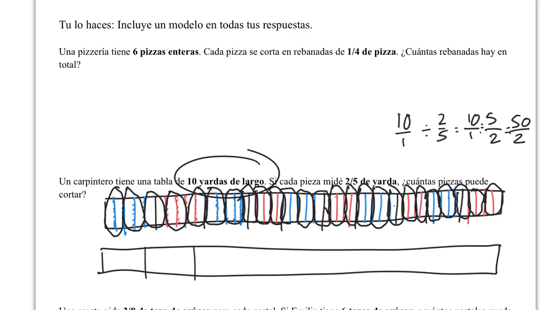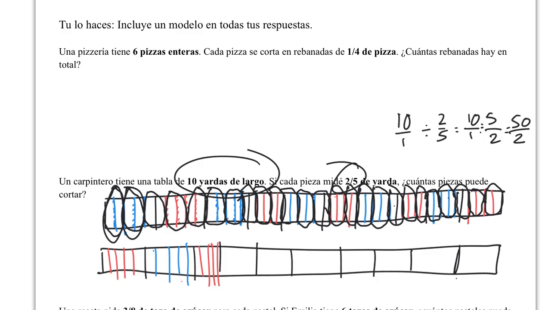1, 2, 3, 4, 5, 6, 7, 8, 9, 10 pieces. Okay, so that'll be tenths. And then I divided those into fifths. So all I did was kind of like that. 1, 2, 3, 4, like that. And then I just circled where 2/5 were. So 2/5 here, 2/5 here, all the way down the line. And I've counted them, and I got 25.